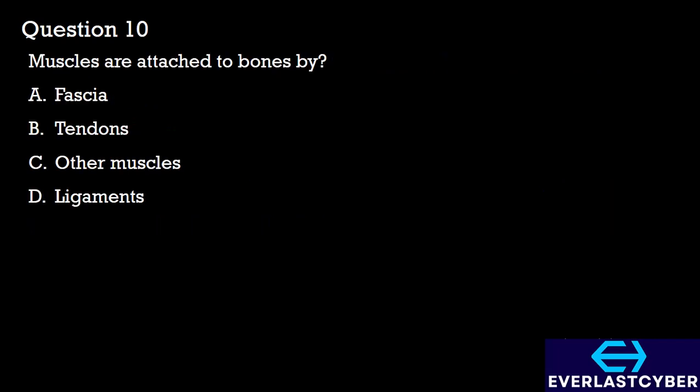Question 10. Muscles are attached to bones by A. Fascia, B. Tendons, C. Other muscles, D. Ligaments.